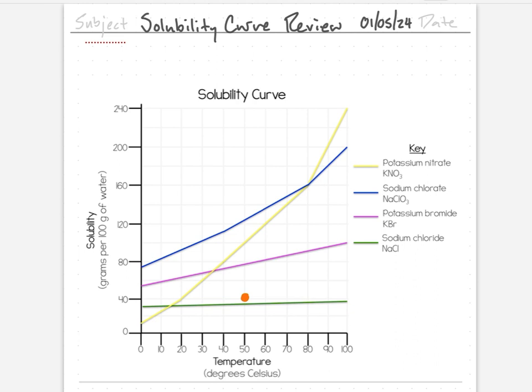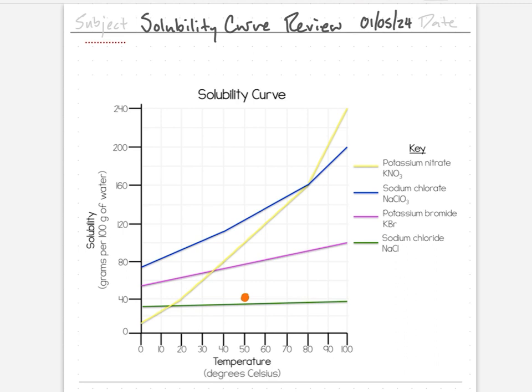What does this mean about potassium bromide being dissolved in water? Well, we're under the saturation line. Once again, this is the saturation line. We're under that. So this means we're unsaturated. There's still more potassium bromide that can be added.